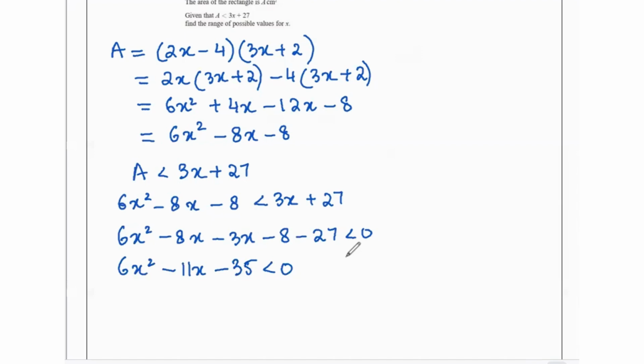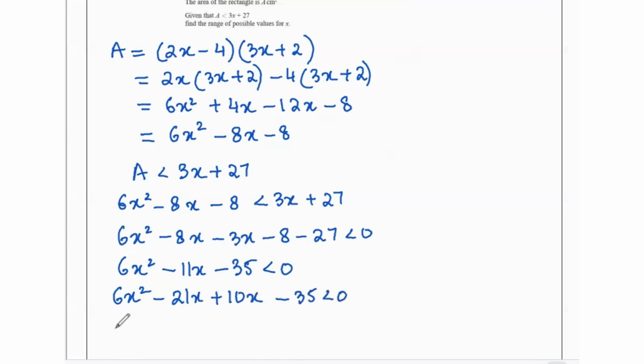Let's see if splitting the middle term would work. So if we do 6 times 35, that's 210, and we know that 21 times 10 is 210, and 21 minus 10 is 11. So let's use that to replace 11x. So 6x squared minus 21x plus 10x minus 35 is less than 0.